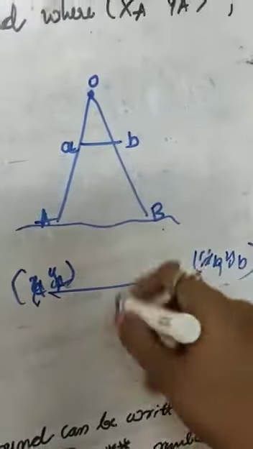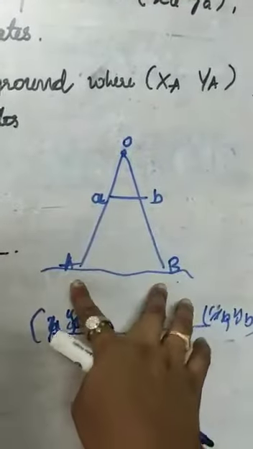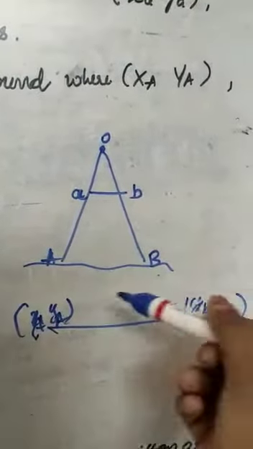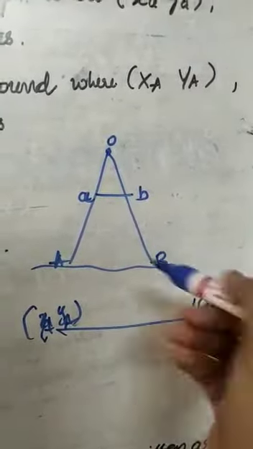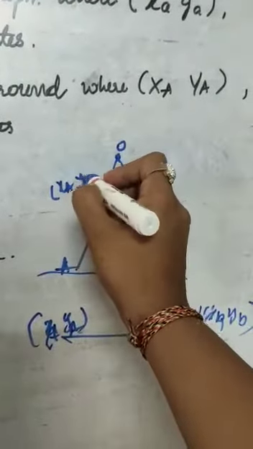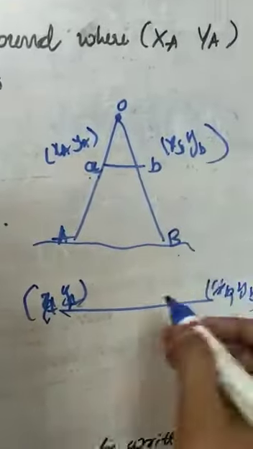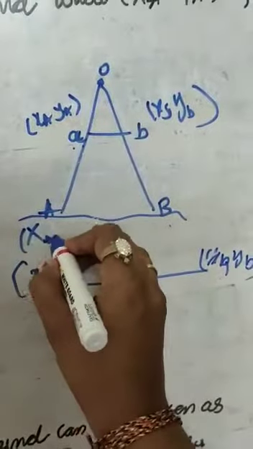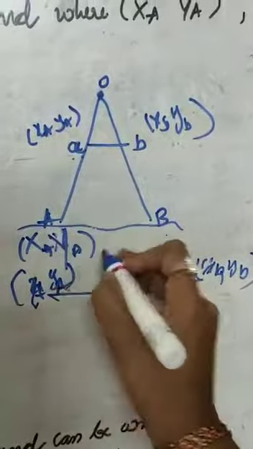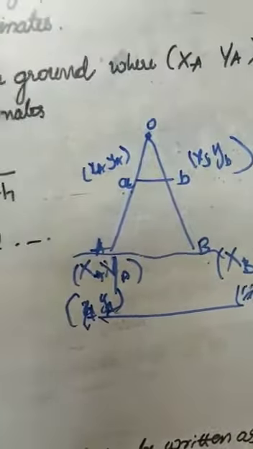In the similar way, we are considering the coordinates for the photograph, the plane of the photograph, as well as for the points A and B on the ground. So for example, here we are considering xa, ya and xb, yb. In the similar way, here capital XA and capital YA, and here capital XB and capital YB. That is what is explained here.